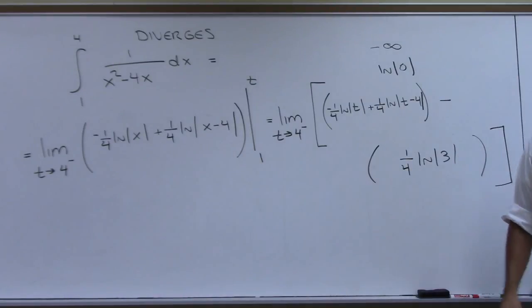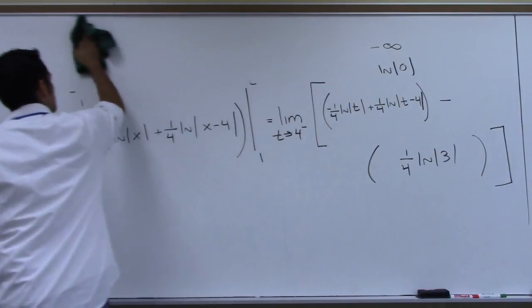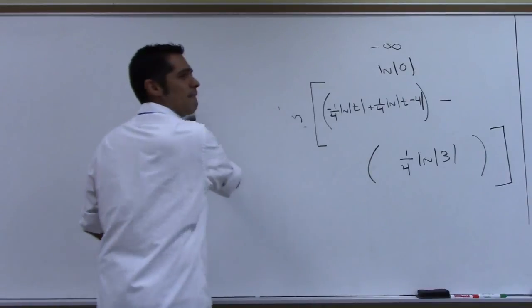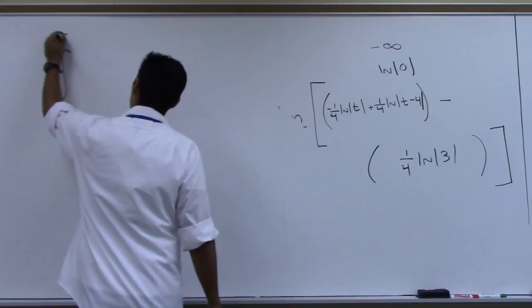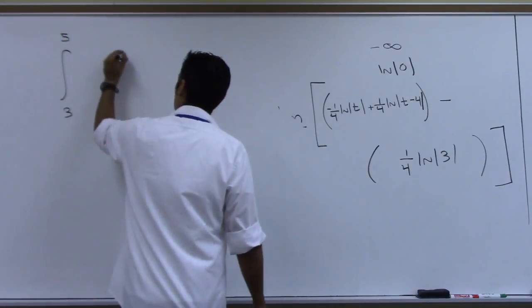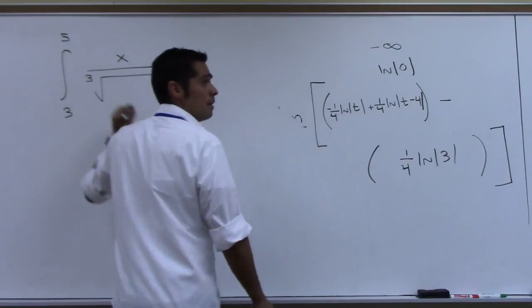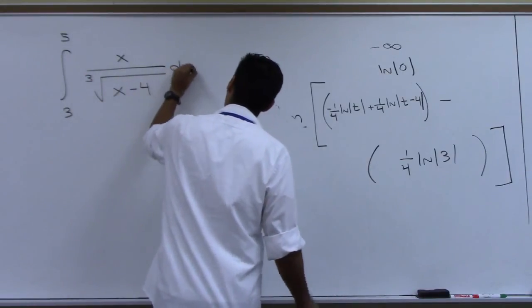All right, this next example is the last one I'll do today. The integral from 3 to 5 of x over the cube root of x minus 4 dx.